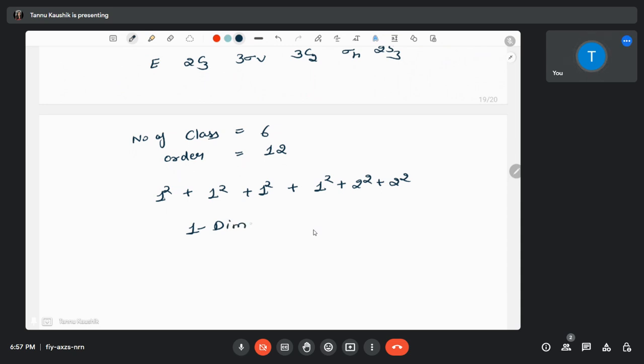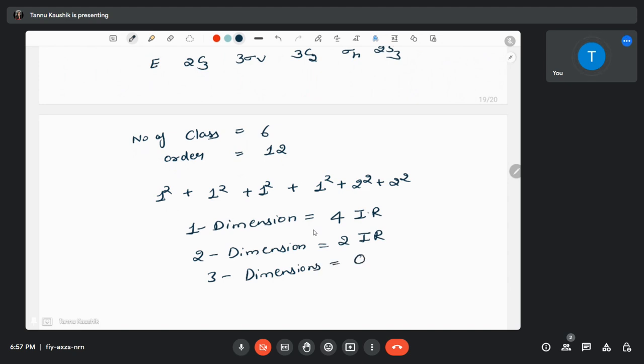So this shows we have, for one dimensional, sorry, 4 irreducible representations which are of one dimension, and there are 2 irreducible representations with two dimensions, and there are 0 irreducible representations which have three dimensions.